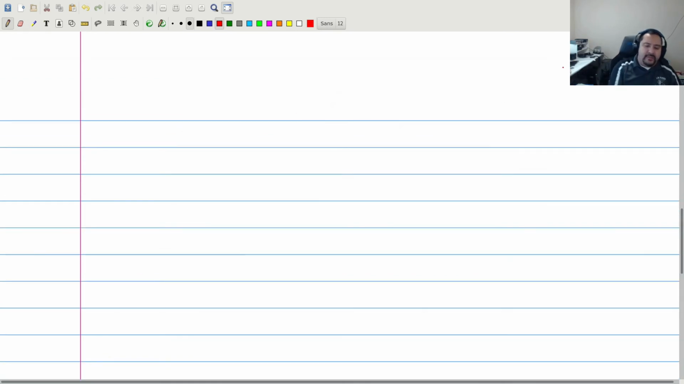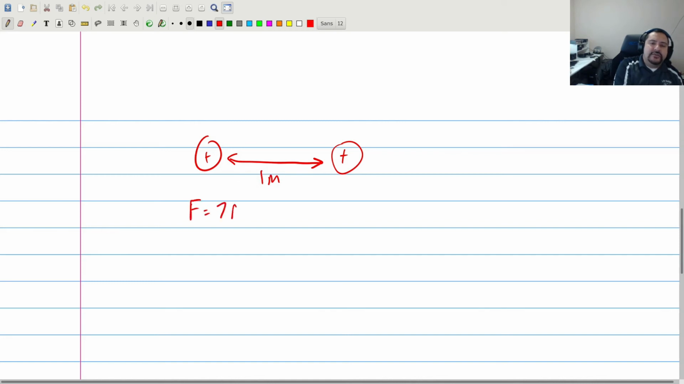So what would happen if you're told that two objects are a certain distance apart from each other and they're putting a force on each other? So maybe we'll make them 1 meter apart, and they're putting a force on each other of, I don't know, how about 7 newtons? And we want to know how much potential energy is stored in this configuration.